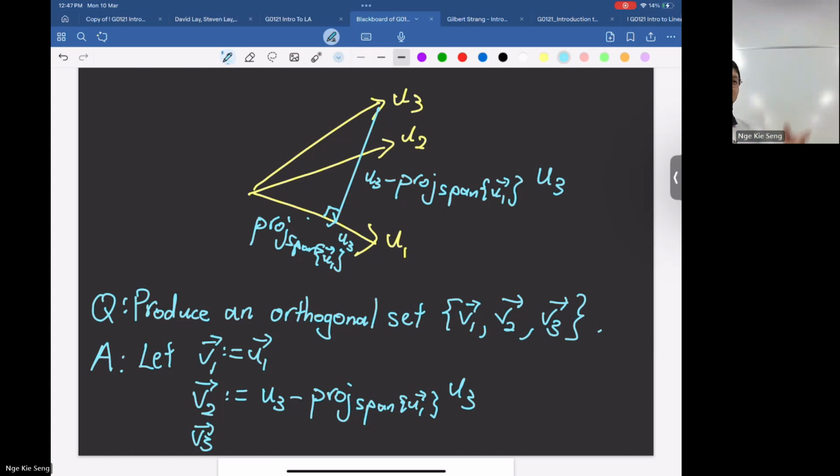I'll try something else. So you look at the span of U3 and U1. Look at the span of these two. Yeah, let me draw it. So U3 and U1 is here. And then what do you want to do with it?